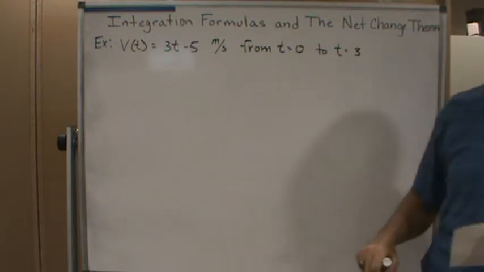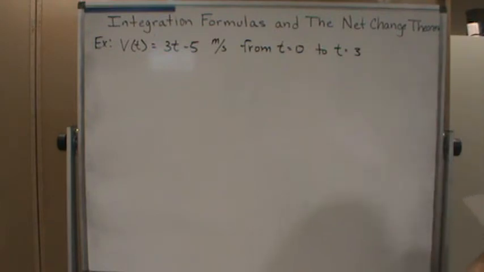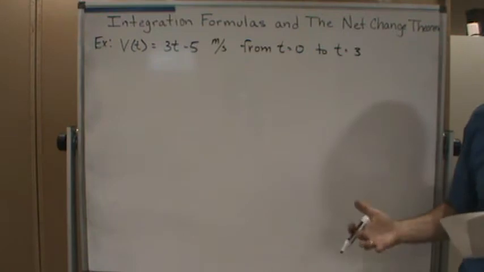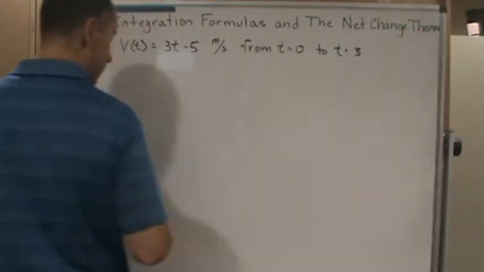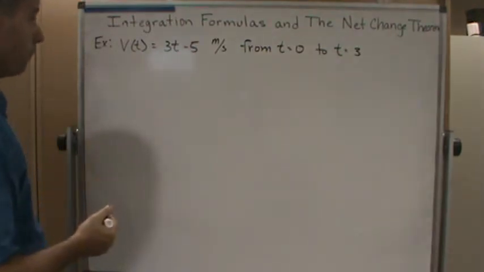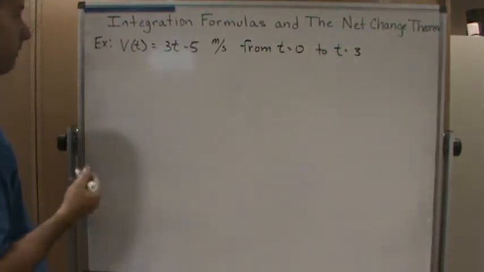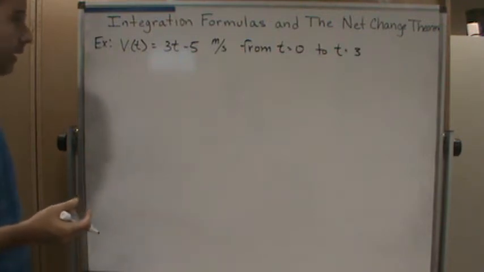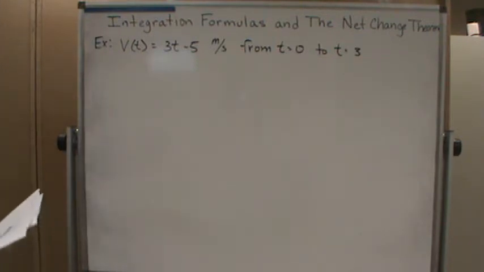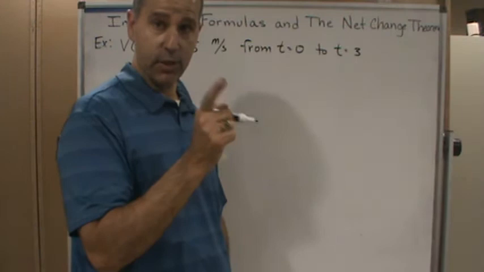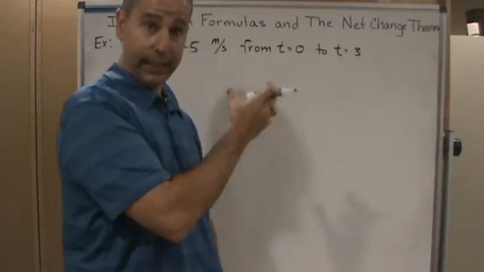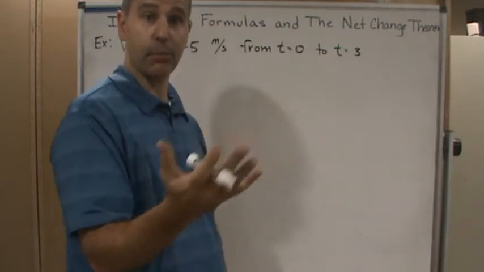It says find the net displacement of the particle. Now net is kind of redundant because displacement assumes net, but anyway. Okay, so we want to use the net change theorem, right? To find the net change, we're going to use, and I didn't mention this before, which formula we use in the net change theorem depends on the problem, right?